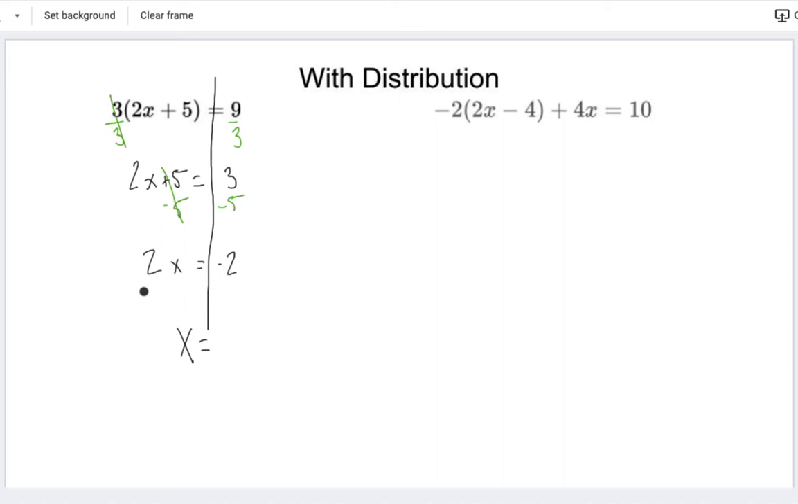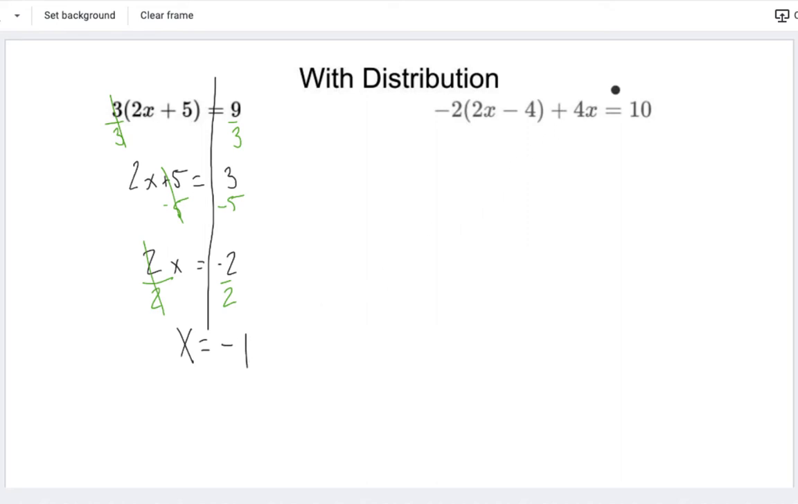Now, since we don't want 2x's, we just want 1x, we use the inverse property. So we're going to divide by 2, which is the same as multiplying by 1/2, which is the inverse. Since 2 divided by 2 is 1, and 1 times x is x, this leaves us with negative 2 divided by 2, which is just negative 1.